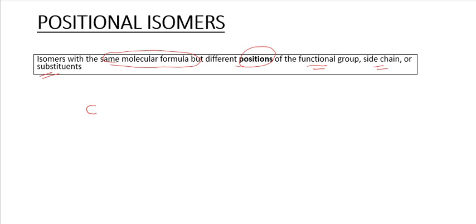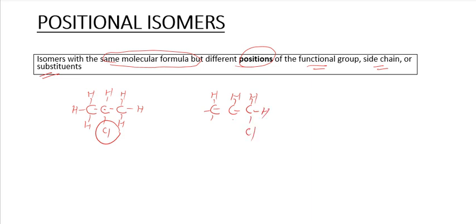For example, I have 1, 2, 3 carbon atoms. Now, the substituent, that is Cl, is on carbon number 2. So you can take it from 2 and move it to carbon number 1. So it's just a positional isomer of that compound.